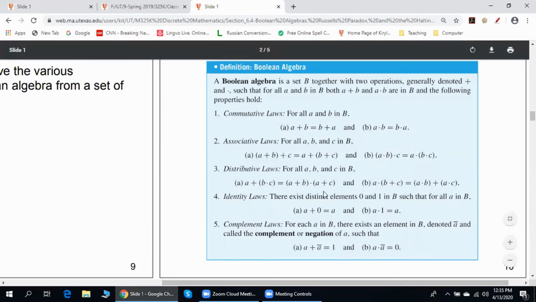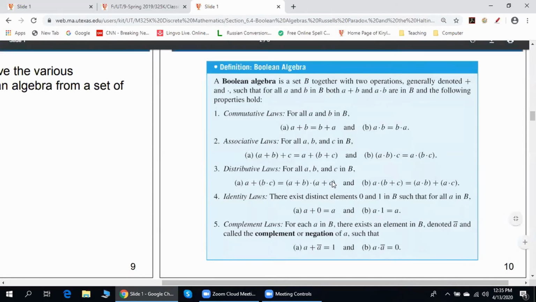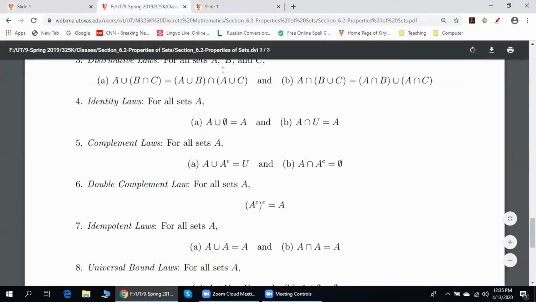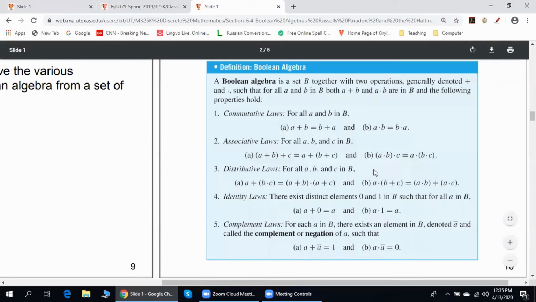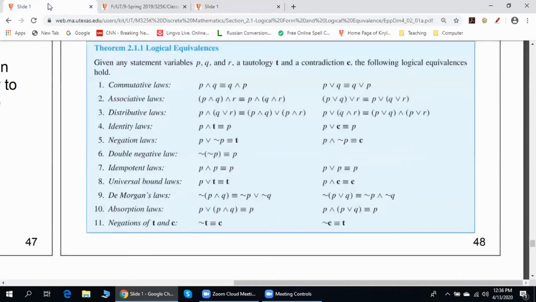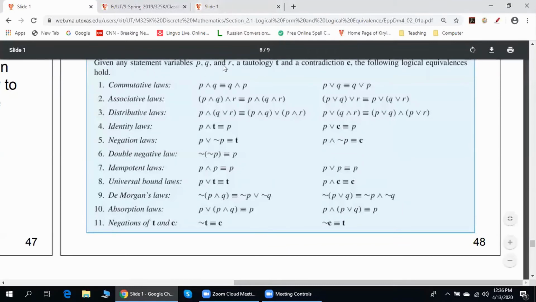We apply these rules in our context, either logic or sets. So little a and little b are both examples of sets, is that what you're saying? Yes. Applying these rules to sets, A, B, C are sets. If we want to apply these rules to logic, A, B, C will be statement variables.